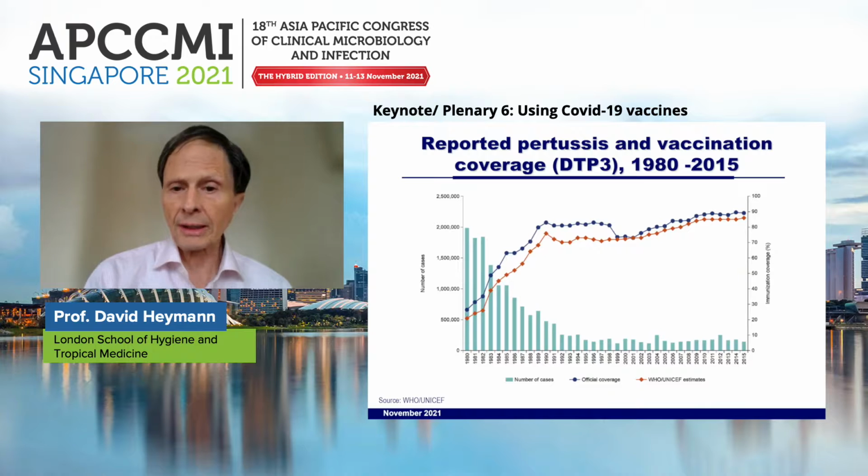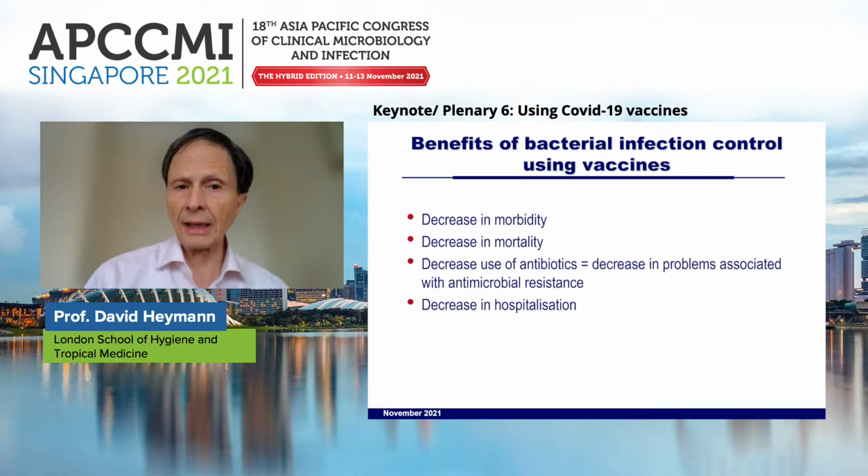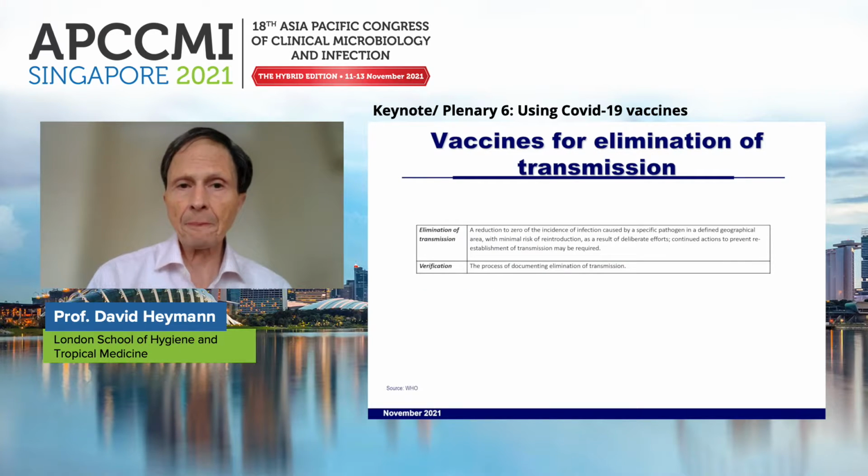It's a toxoid. And what you can see at the top is WHO, UNICEF estimates of vaccination coverage, reported coverage by countries in blue, and then the number of cases, which has clearly decreased. In fact, if you ask clinicians today, very few of them have had to treat pertussis using an antibiotic. So the benefits of using vaccines for bacterial infection control are decrease in morbidity, mortality, the decrease in use of antibiotics, and the decrease in hospitalization.